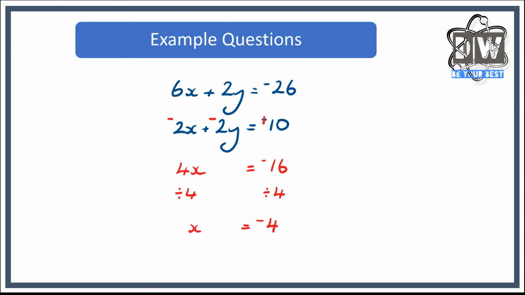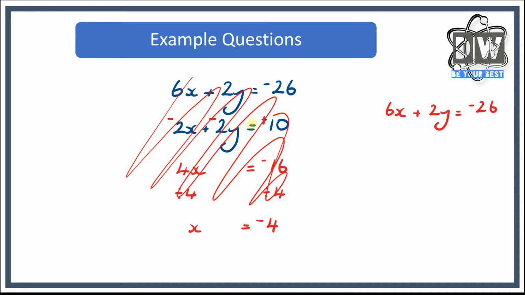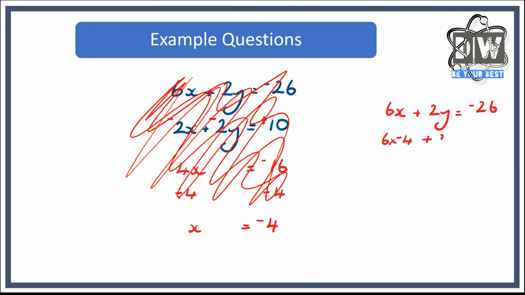Now remember, all we do is we take away the letters and we input the numbers and forget about all this stuff. It doesn't make any difference now. We're saying that x equals minus 4. So we take away the x and we put in minus 4 to there. So we end up with 6 timesing by minus 4 plus 2y equals minus 26. Work through that one. So 6 timesing by minus 4 gives us our minus 24. Plus 2y equals minus 26.